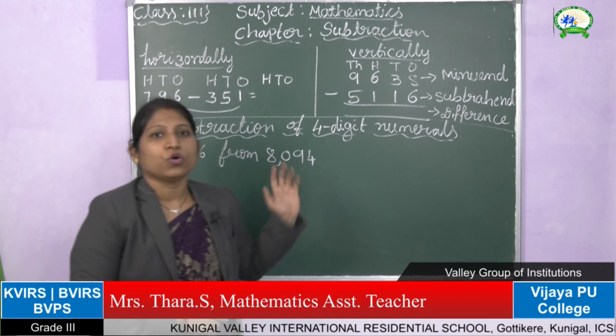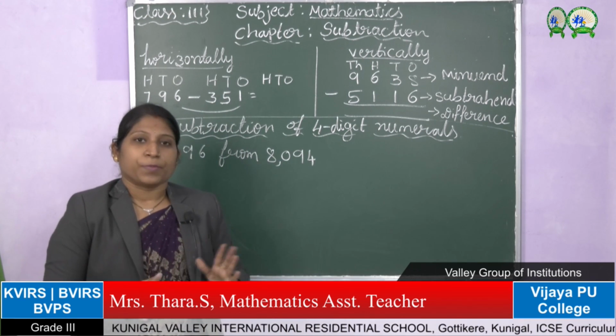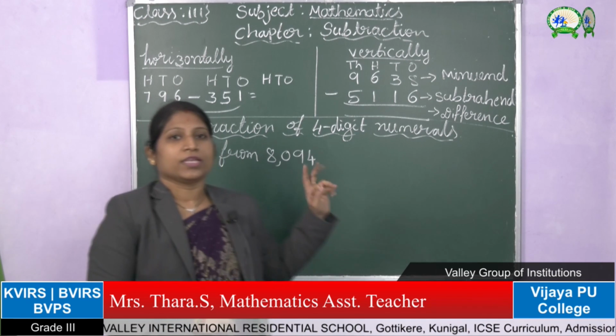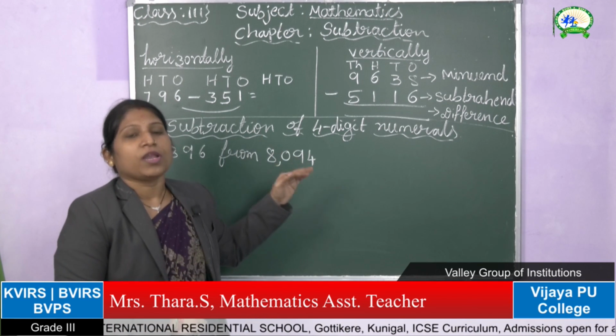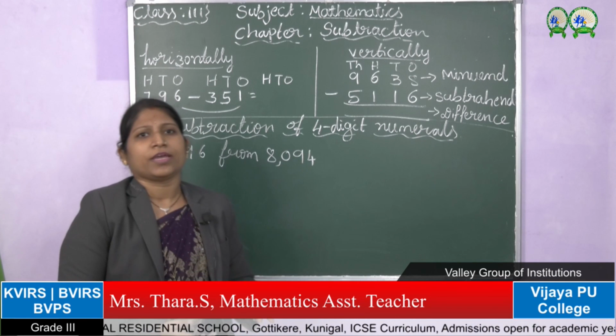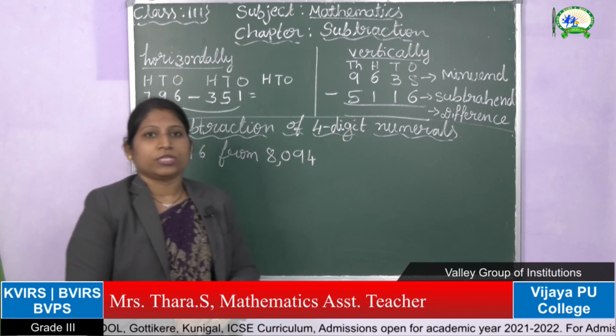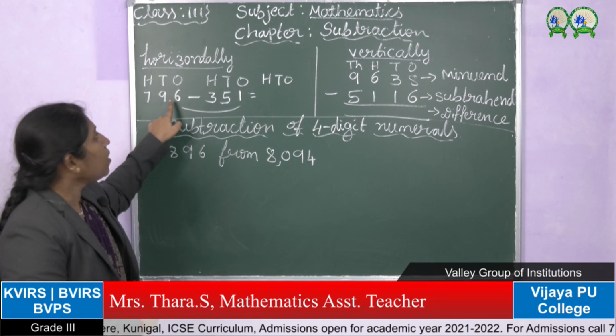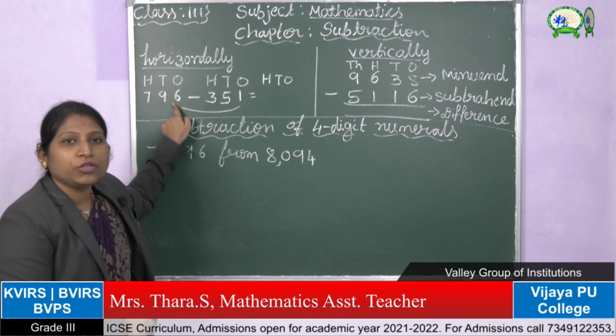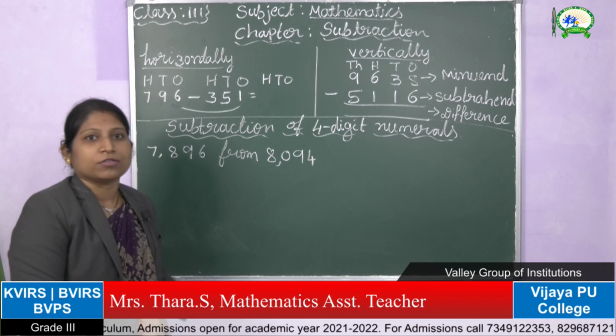So you can see the board there. We can subtract in 2 forms, that is, we can subtract a 4-digit numeral or a 3-digit numeral vertically, and horizontally we can do it, children. First we will see how to subtract the given numerals horizontally.